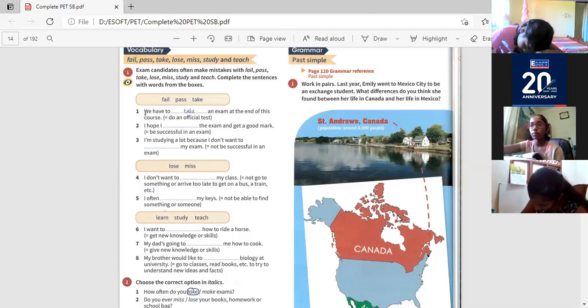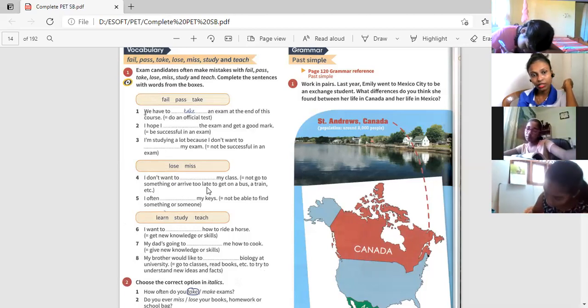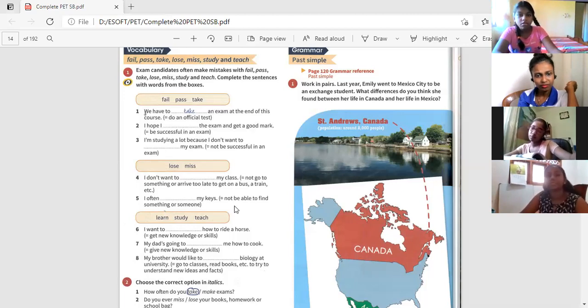Okay, next one, lose and miss. I don't want to blank, the meaning is not go to something or arrive too late to get on a bus, a train, etc. Miss. I don't want to miss my class. Very good. Then I often blank, the meaning is not be able to find something or someone. Lose. Not be able to find.